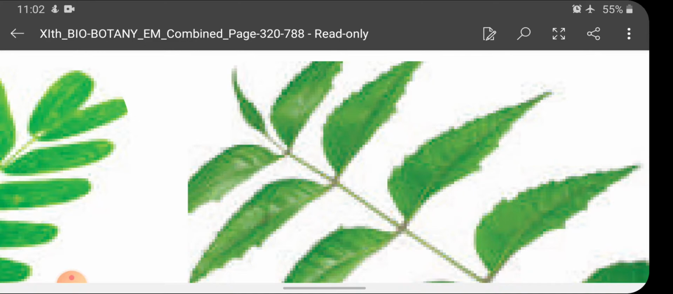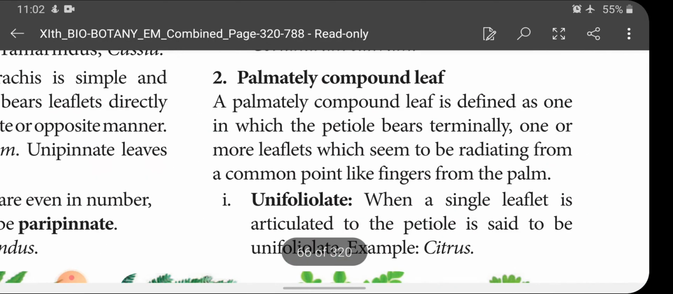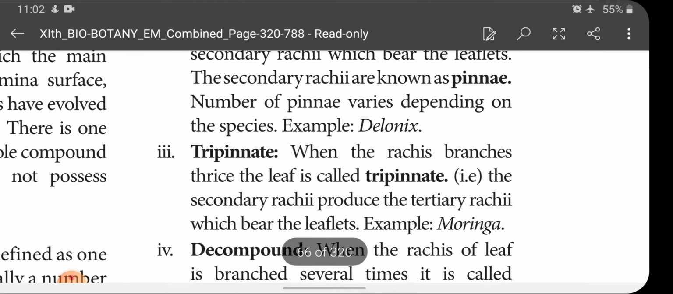Yes, right. In imparipinnate, at the end of the rachis only one leaflet is present, right? Okay. Example I have given, please see to it.